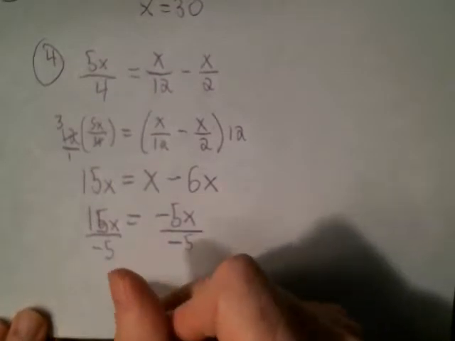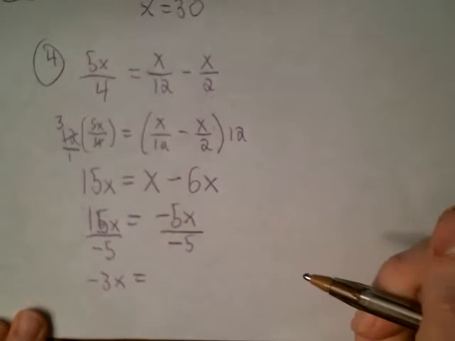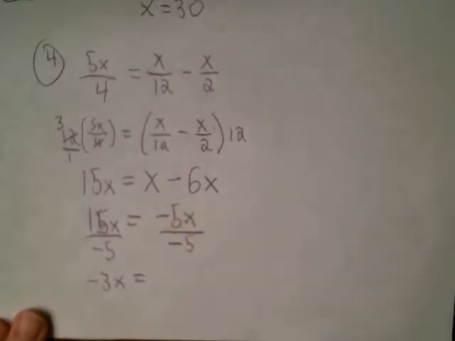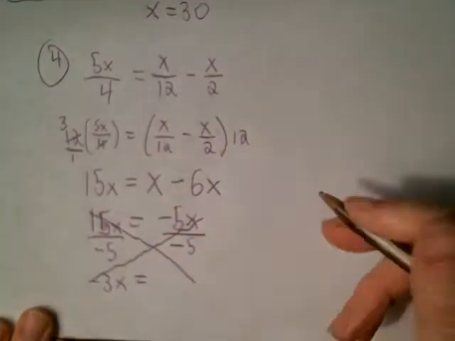Okay. So over here I have negative 3x, and over here I'll have, well, I guess that was a bit of a silly operation, wasn't it? Let me take that back. Okay, so where was I?